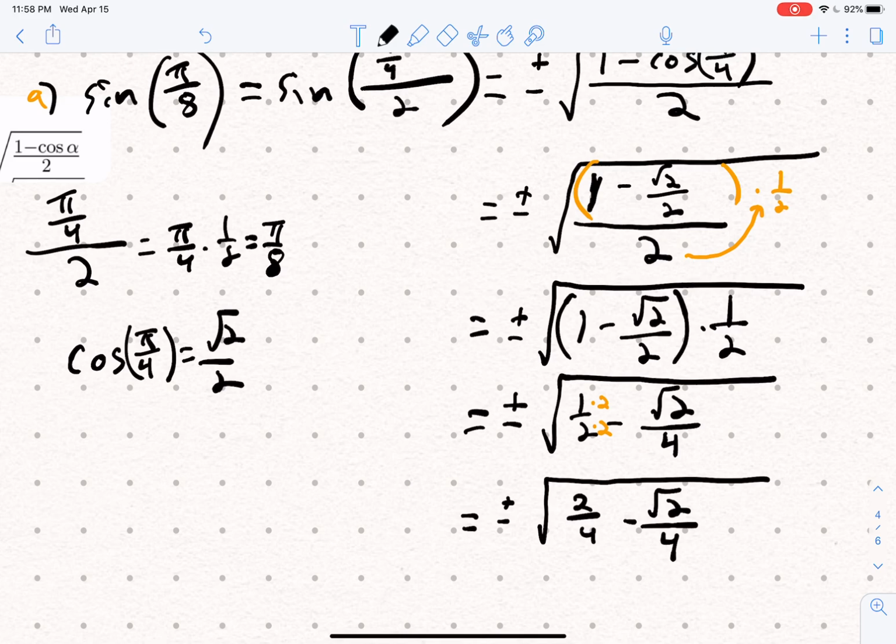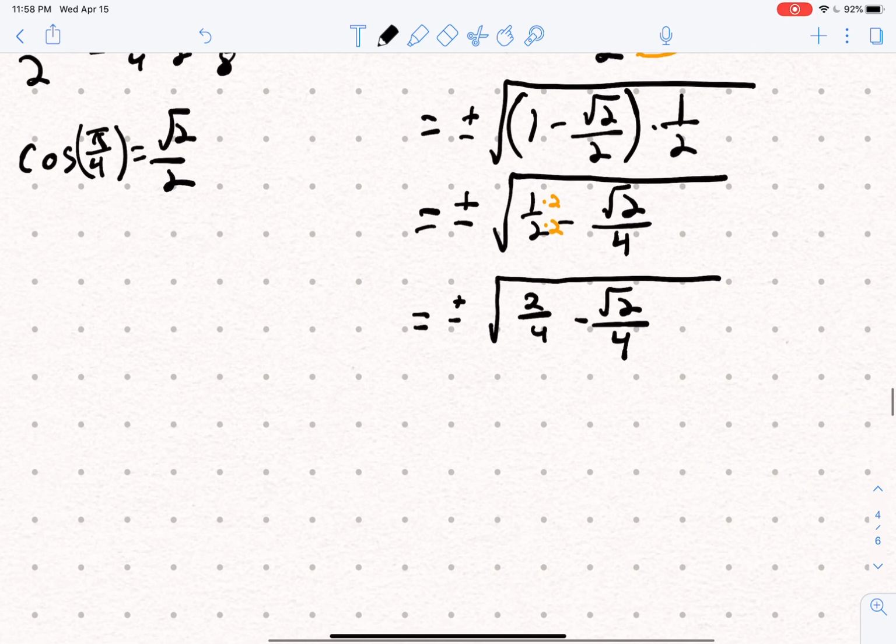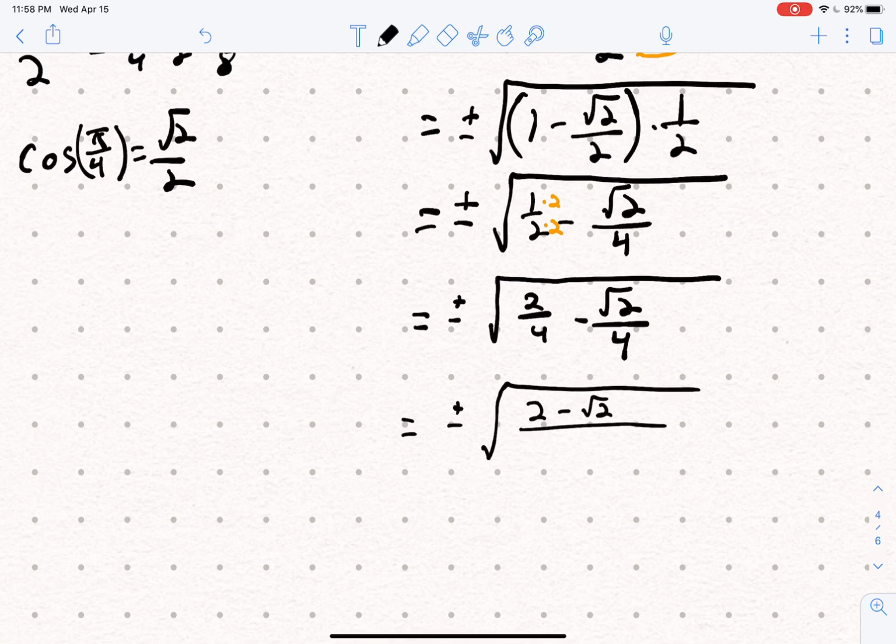Keep in mind, there are 2 radicals running around in this equation. One big one over almost the whole thing, and then one little one on top of that fraction inside. So this is plus or minus radical 2 minus radical 2 over 4, adding them together into the same fraction. Now, there's one more thing we can do here, which is we have a radical of a fraction, and we can split that up into the radical of the top over the radical of the bottom. So this is plus or minus radical 2 minus radical 2 over radical 4.